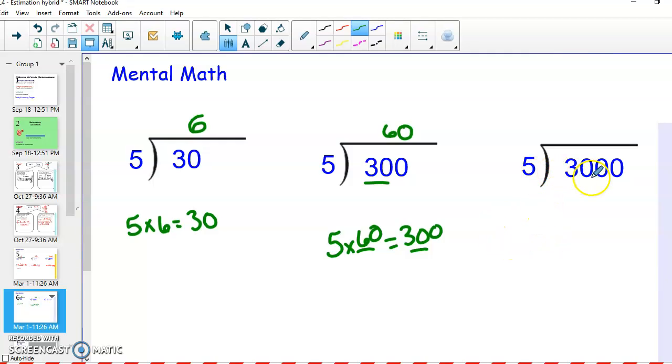And once again, 5 goes into 3,000. We've got 5 goes into 30 6 times. I'm going to bring these zeros right on up. 5 times 600 equals 3,000. So these are ones that we can do in our head as long as we know that fact.